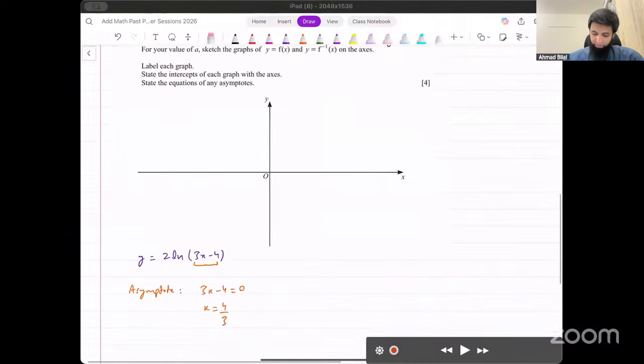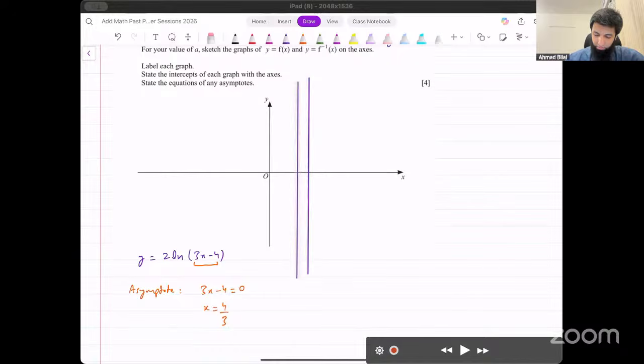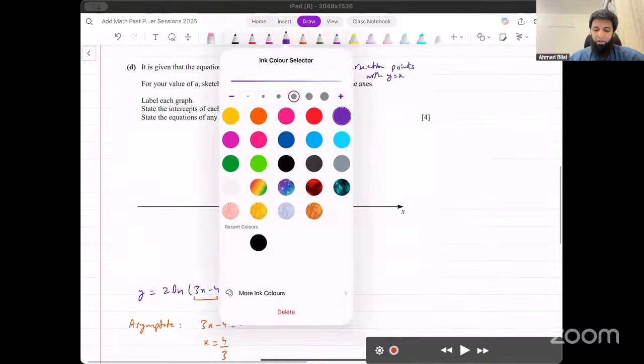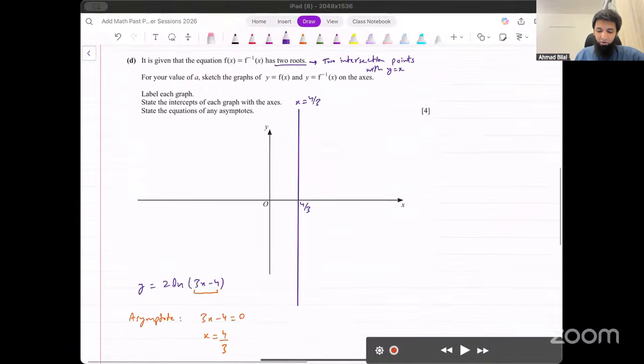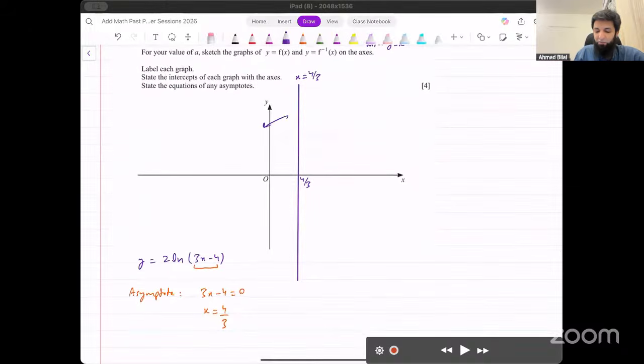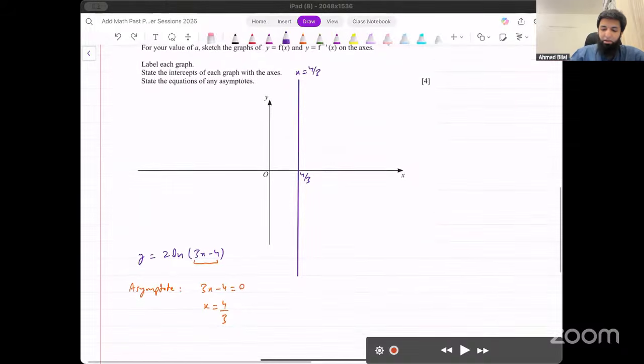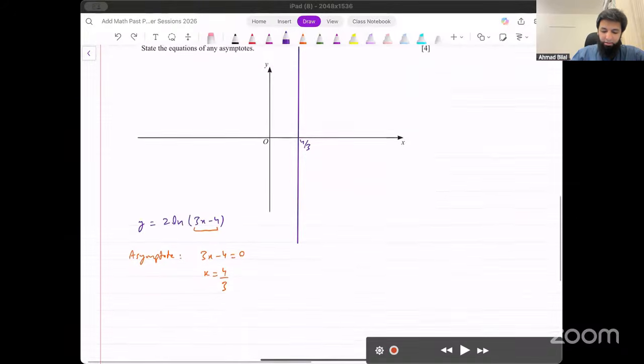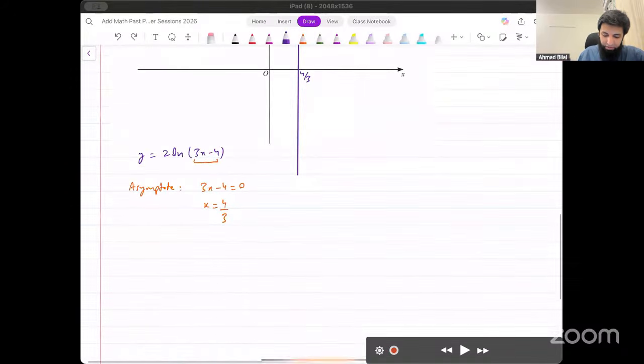Let's draw that line here. Let's say this is the point 4 over 3. X equals 4 over 3, that's the asymptote for the log graph. How is the graph going to look? We also have to state the intercepts with the axes, right? It's not intersecting with the y-axis, of course, if this is the asymptote. What about the x-intercept? Can we find the x-intercept as well?